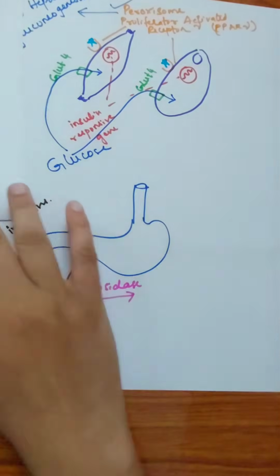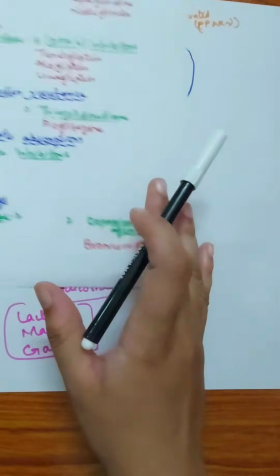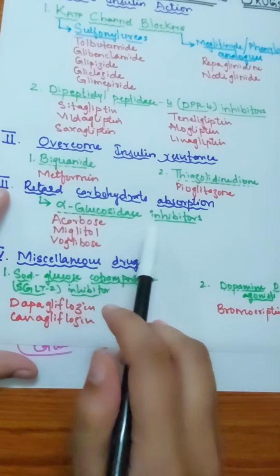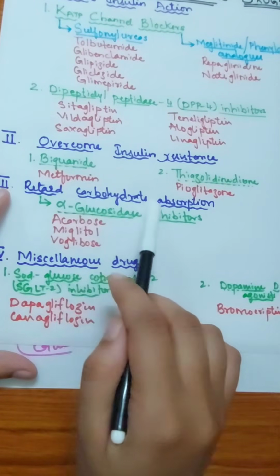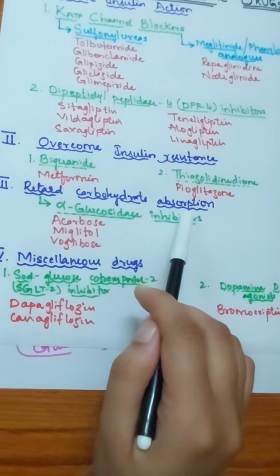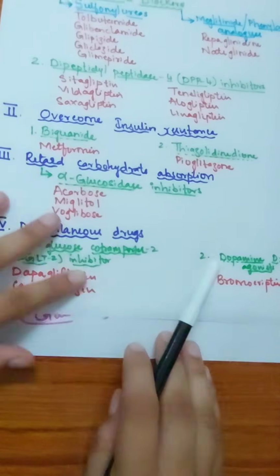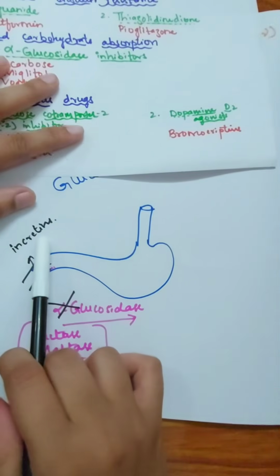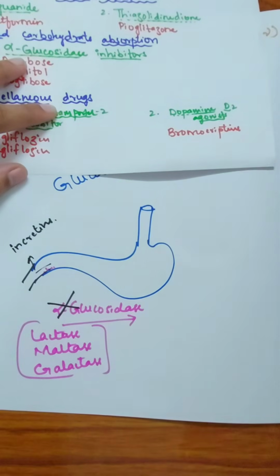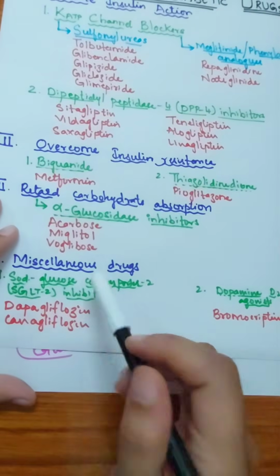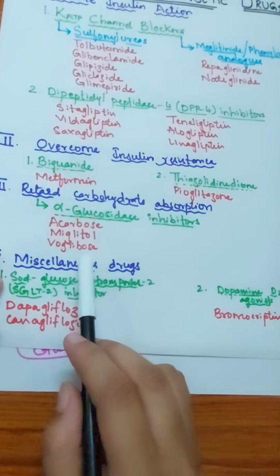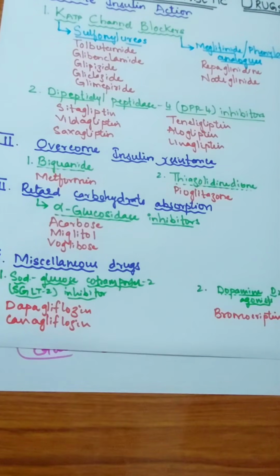Okay, so this is the mechanism of action of this alpha glucosidase inhibitor. These are the class of drug that basically retard the carbohydrate absorption. When carbohydrate absorption is inhibited, means from the gut, glucose ingredients are being released, and this ingredient will cause the release of the insulin. Okay, so the examples of this class of drug are acarbose, miglitol and voglibose.